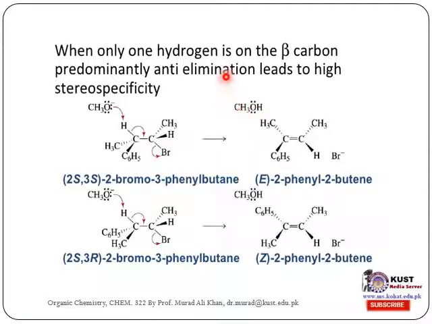When only one hydrogen is on the beta carbon, predominantly anti-elimination leads to high stereospecificity. Again, we are discussing this: if one hydrogen is available like here, we will specifically get the E product. And in the 2S,3R case, we will specifically get the Z product.